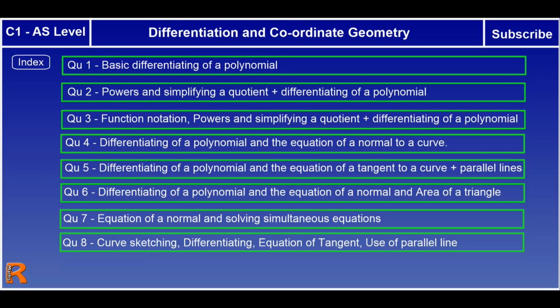This is the index page, so you can click on any one of these questions to take you to the question, or on each question there's an index button which will bring you back to this page. It should help you navigate the questions more carefully.